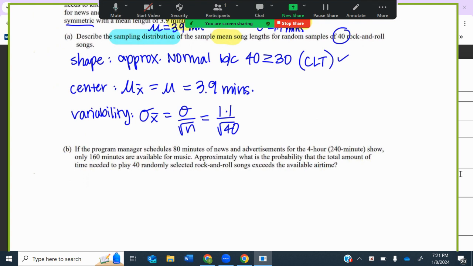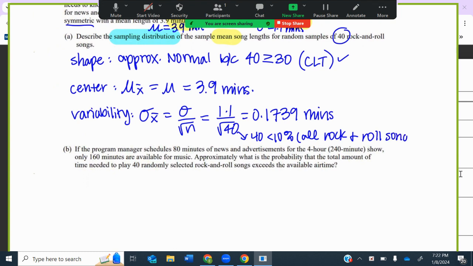Wait, 1739 minutes. We're also going to check that 10%, where we're going to say 40 is less than 10% of all rock and roll songs. Feel okay about that? We'll check that off.